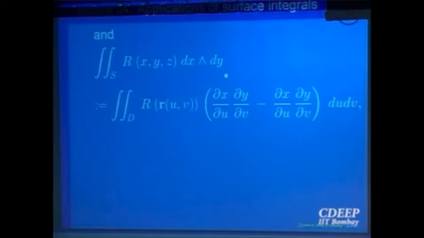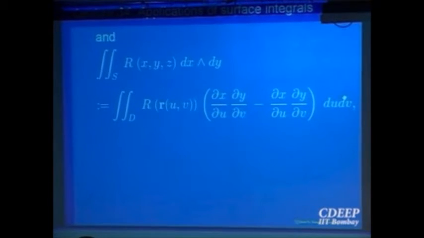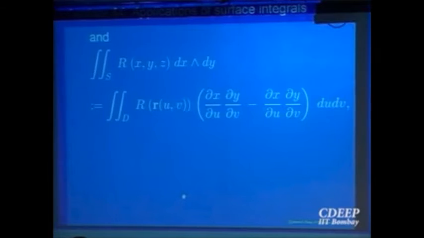Differentiate x with respect to u, differentiate y with respect to v, minus the other one, okay? Oh yes, there is a mistake here. This should be dx dv dy du. Fine, accept it. Okay, good.